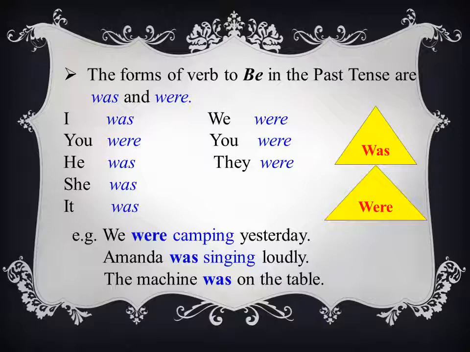Amanda was singing loudly. The subject Amanda, we can replace it by the personal pronoun she. So we need to use the form was of the verb to be. The machine was on the table. Again, the subject, the machine, we can replace it by the personal pronoun it. So we need to use the form was of the verb to be.